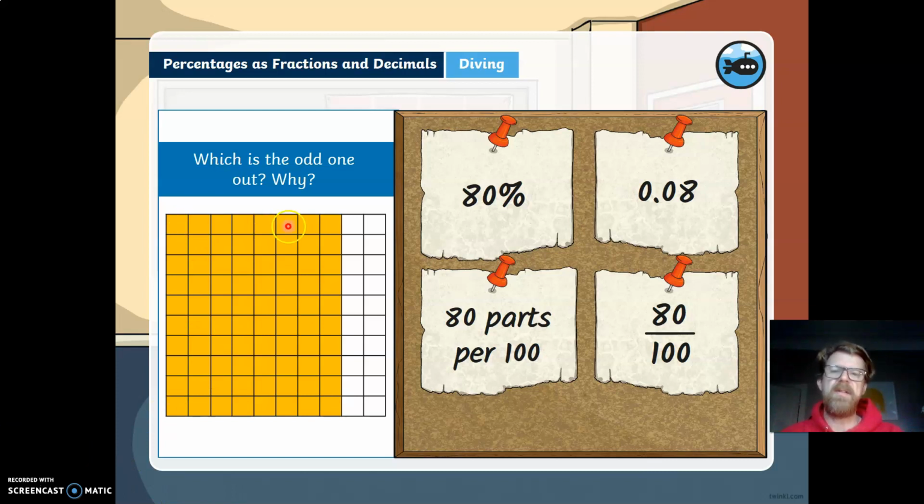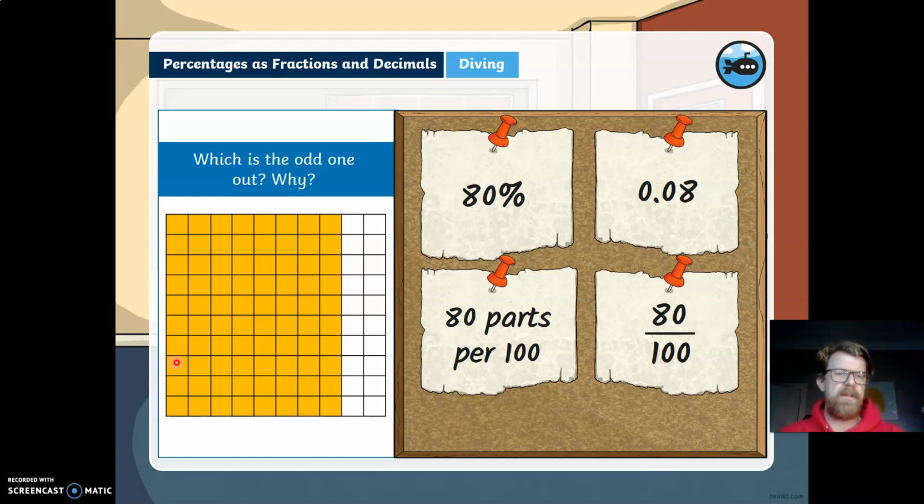So again, we know this is a 10 by 10 grid. So that's 10, 20, 30, 40, 50, 60, 70, 80. 80 of 100, that's definitely 80% of that square is coloured in. There are definitely 80 parts per 100. And our fraction would be 80 over 100, which means if we were going to simplify it, it would be 8 tenths. And here is the odd one out, 0.08. Because if we went back, we'd know there'd only be 8 of these coloured in. Good.